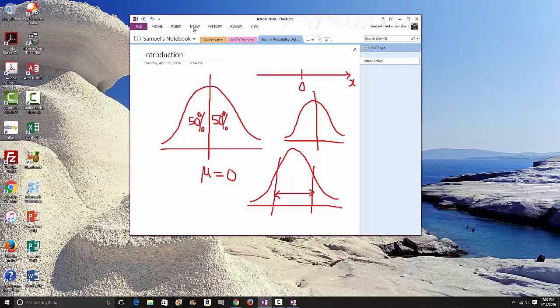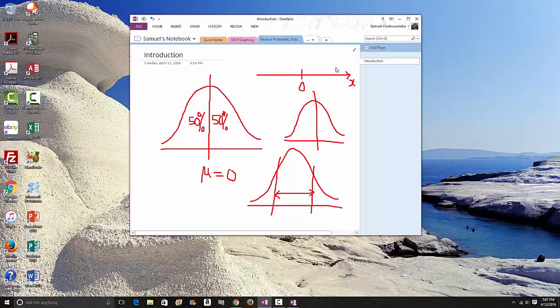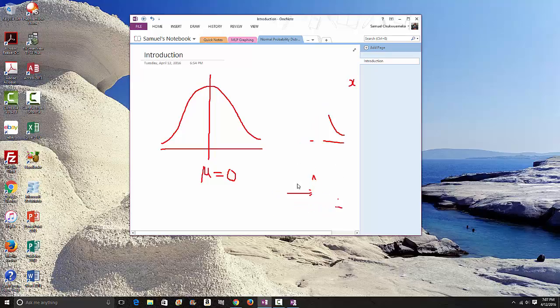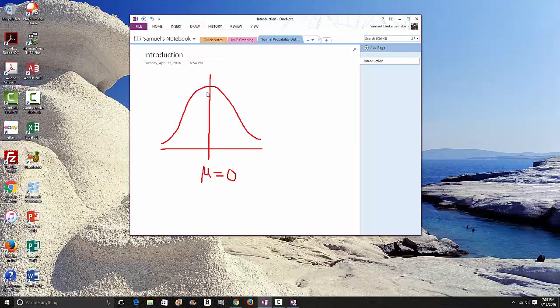Let me erase this here. We have a large eraser. This is the standard normal, which means the mean is 0. So what this is saying is that the property holds whether you have the standard normal or the normal.